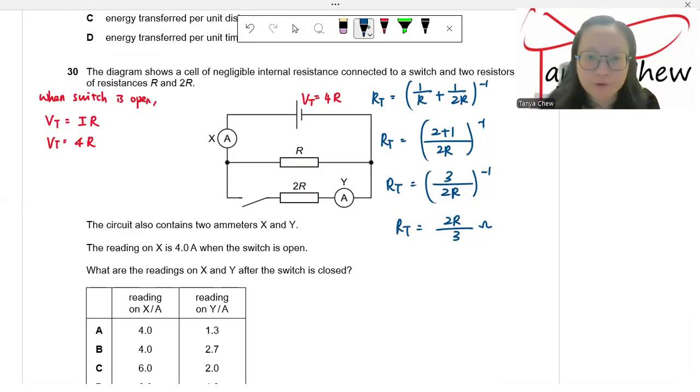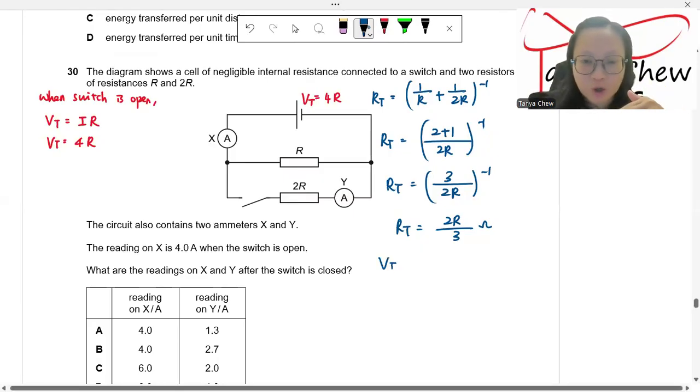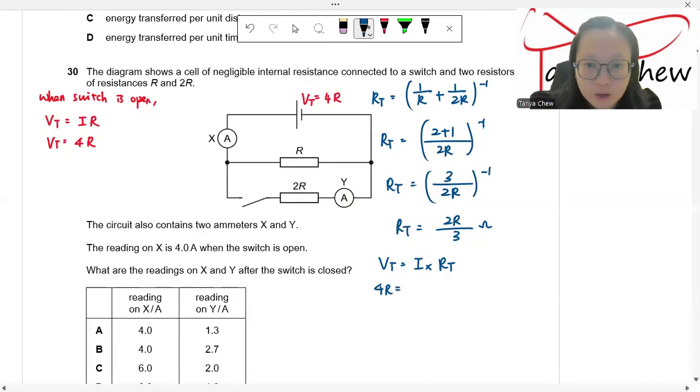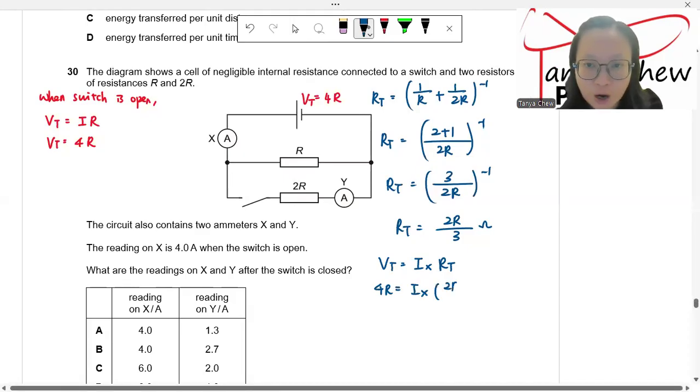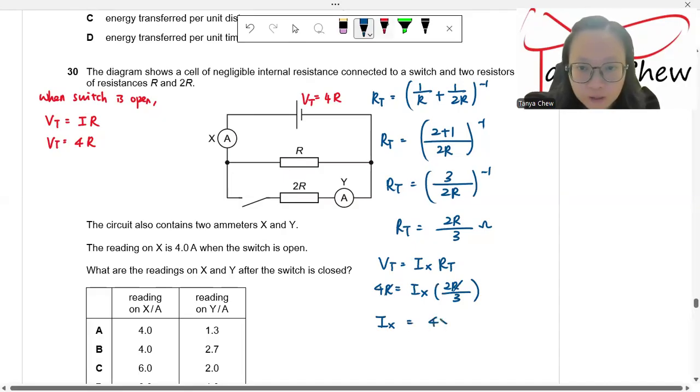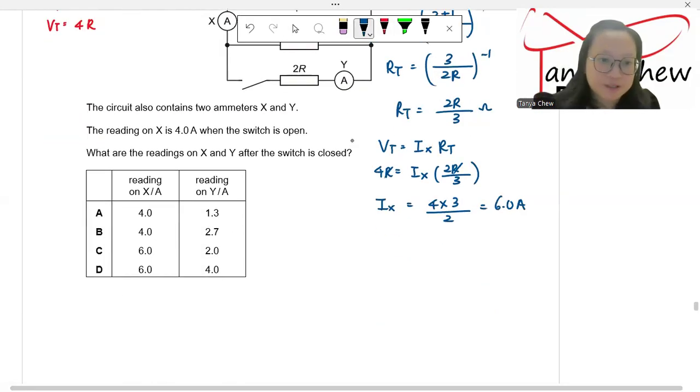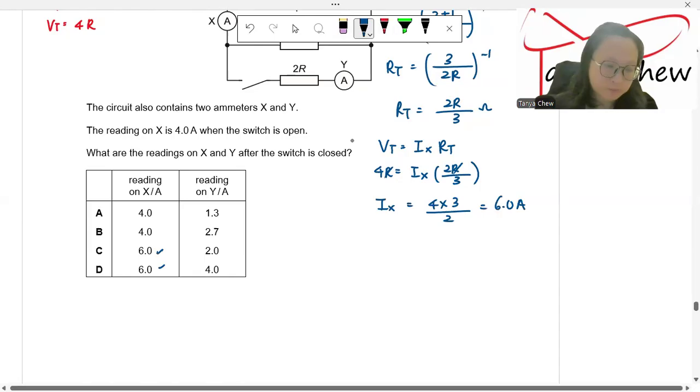Now I want to find the current at X. So since the switch is closed, I use Ohm's law as well. V total is equal to IX times R total. V total is 4R, IX, R total is 2R over 3. Now, R and R can be cancelled off. IX would be 4 times 3 divided by 2. So this is 6 ampere. That is IX. So 6 ampere for IX.